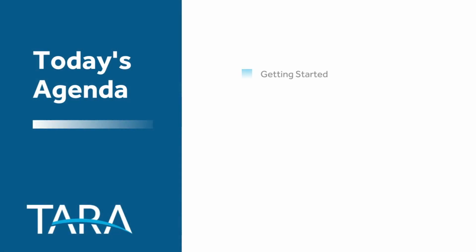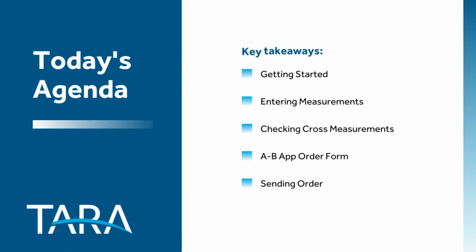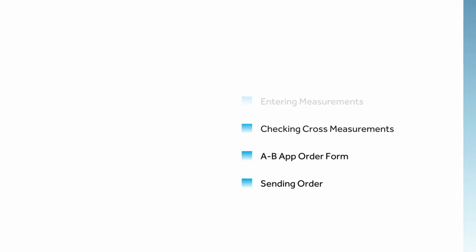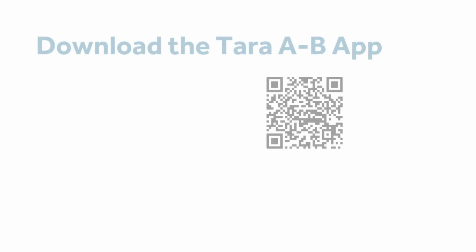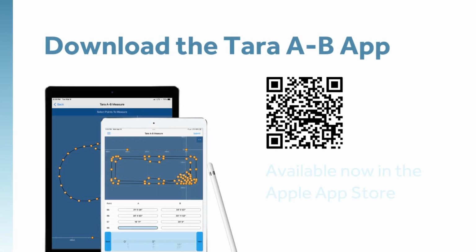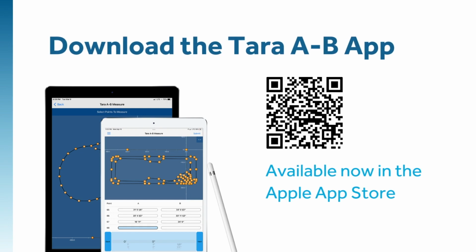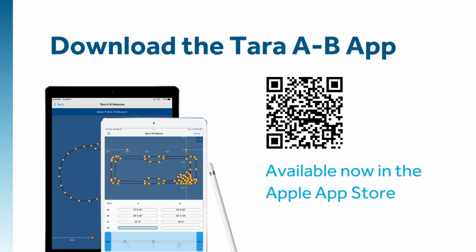In this video, we'll cover how to use the Terra AB app to measure a pool and then place an order using the app. To start, the app can be downloaded for free from the Apple App Store. Just search for Terra AB or scan the QR code on the screen. Once the app has been downloaded, you are ready to get started.